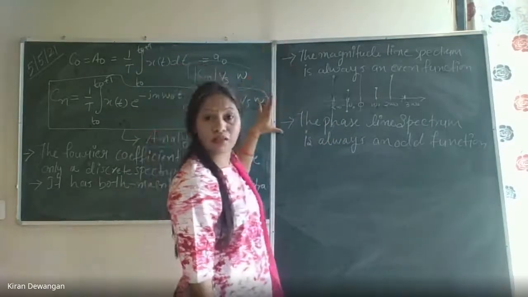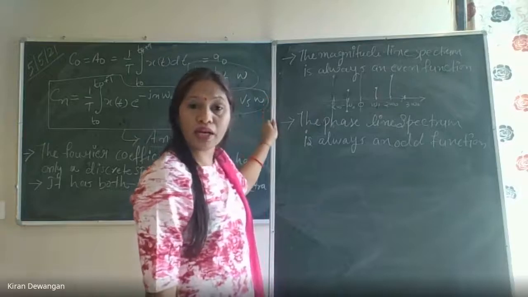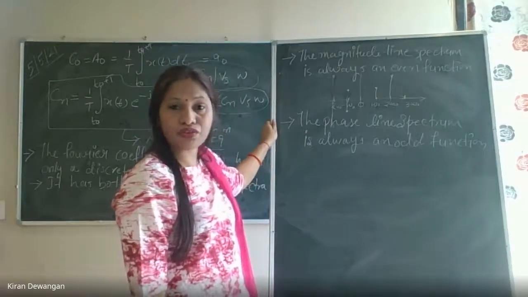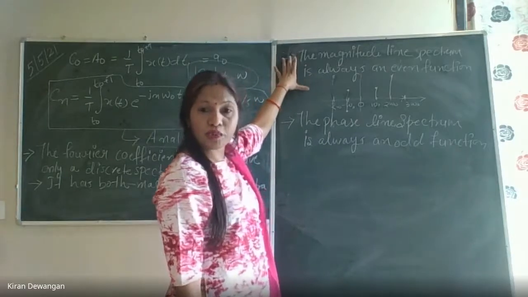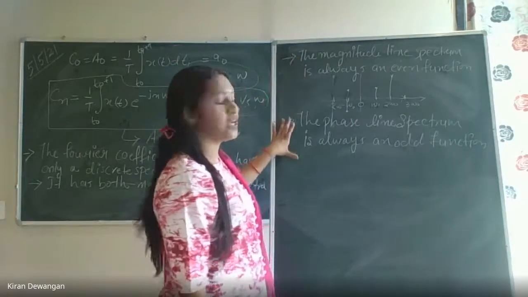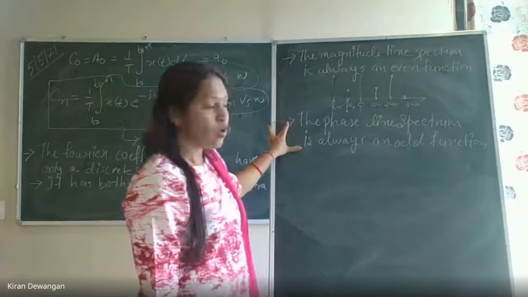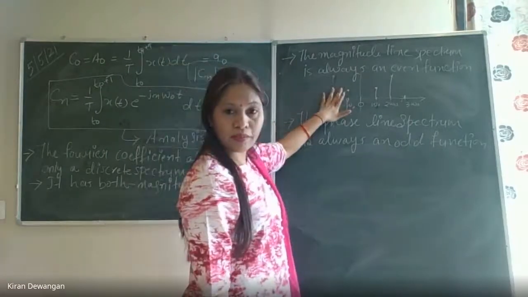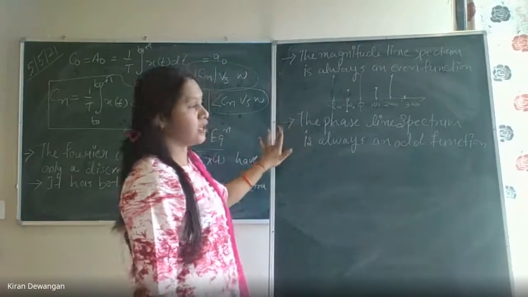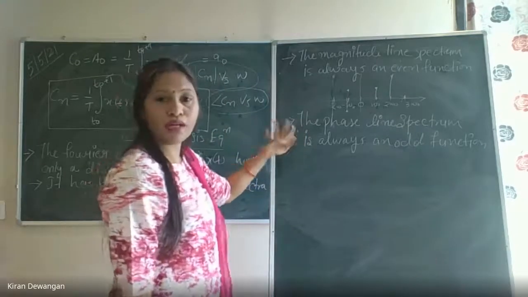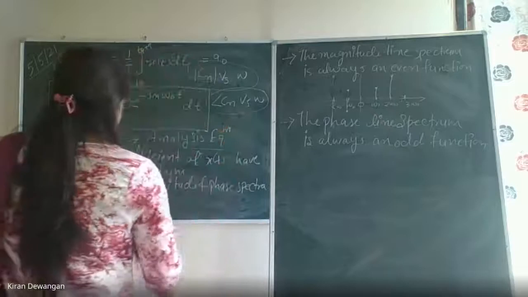These 2 points are very important to remember whenever you get a question to plot the Fourier spectrum. Then you should remember this point, that the magnitude spectrum will always be an even function and the phase spectrum will always be an odd function. That is, this will be symmetric about the vertical axis and this is going to be anti-symmetric about the vertical axis. Now these are the 2 important points to remember about the Fourier spectrum.